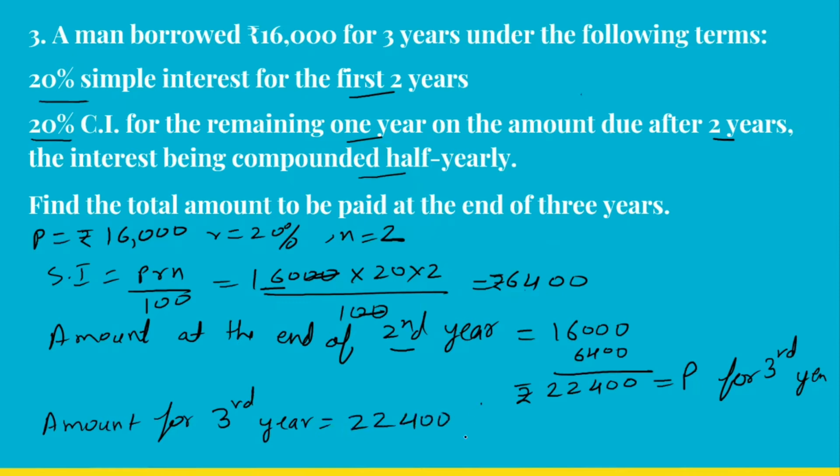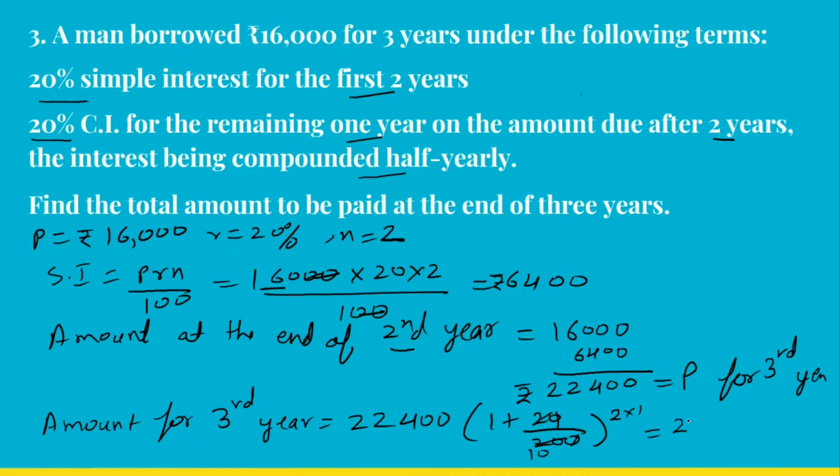This is 22,400 (1 + 20/200)^(2n). So 2n, since it is 1, n is 1 now. We are going to find only for 1 year, the third year. For 2 years, it was according to the simple interest. So n is going to be 1. So 2 into 1, this is 2. So let us simplify this. We get 2 ones and 2 tens.